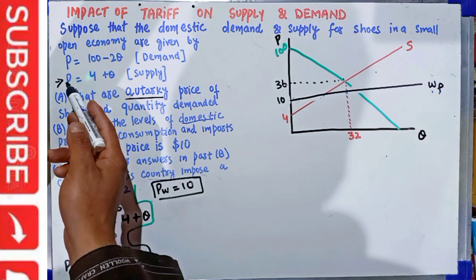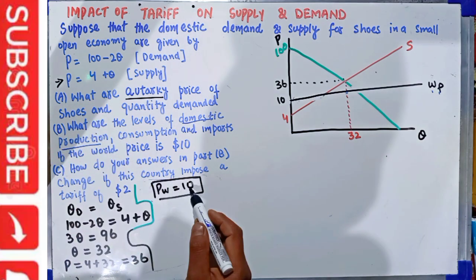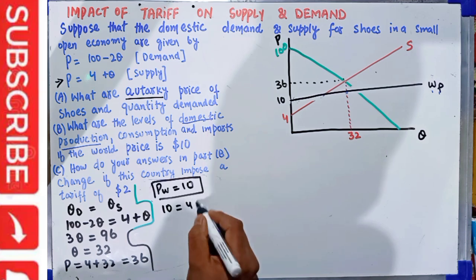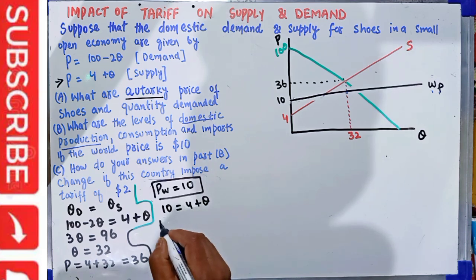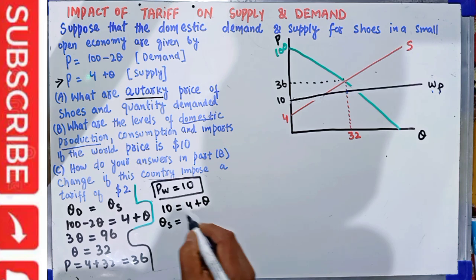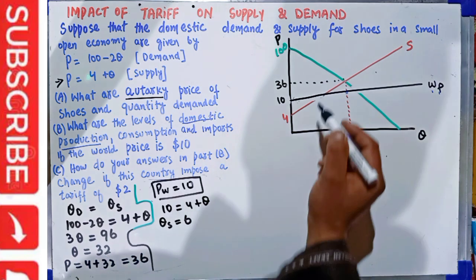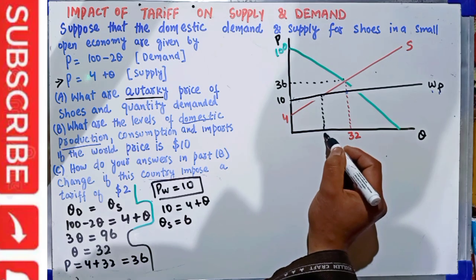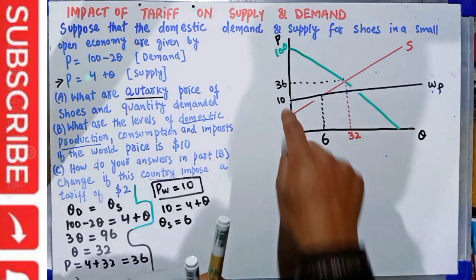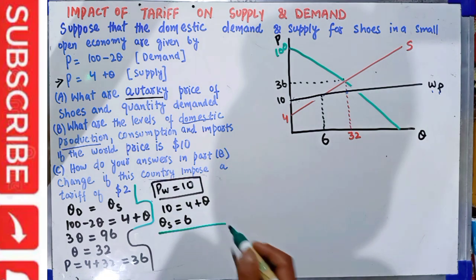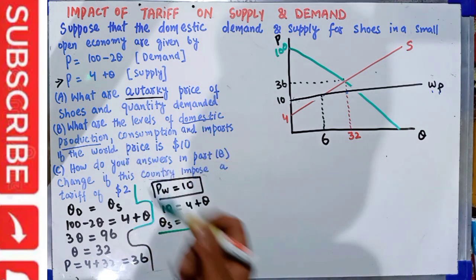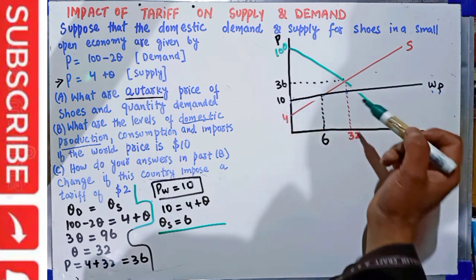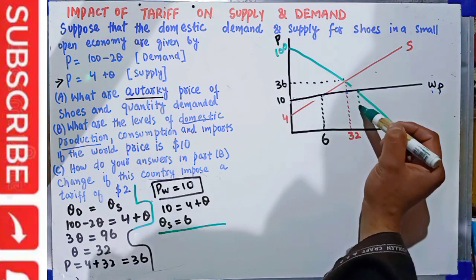In place of P we write PW. So PW is 10 in the supply function, so we have 10 = 4 + Q. That gives us quantity supplied equal to 10 - 4, which is 6. So quantity supplied or produced will be 6 when the world price is $10, and subsequently we can find the domestic consumption. When the price is $10, the consumption will be at this point.